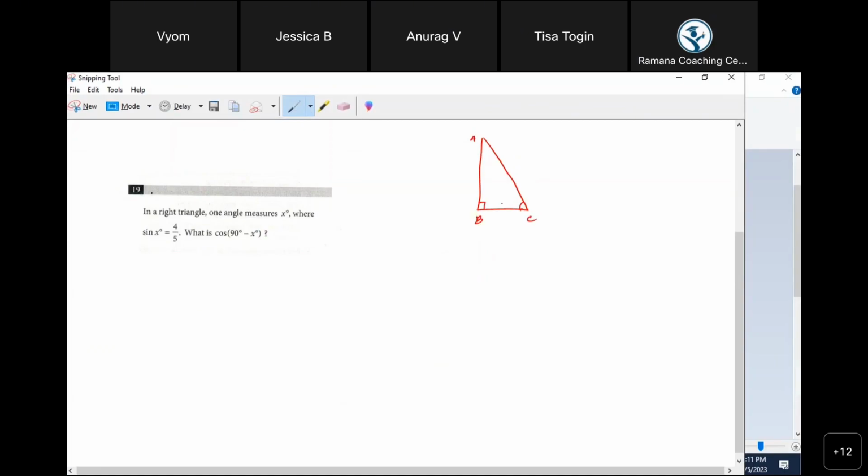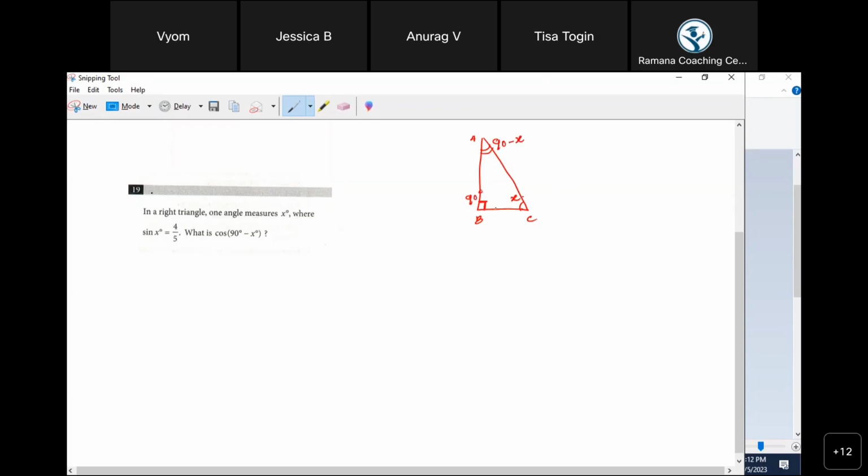Okay, let's say this is a right triangle, so this must be 90 degrees. Let's say this is X. That means this angle has to be how much? If this is a 90, this is the X. Exactly, this has to be 90 minus X.